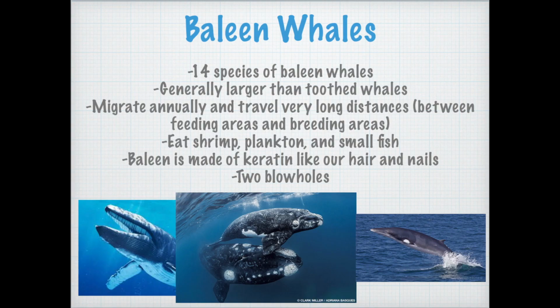All right, so now we're going to talk a little bit more about these different categories of whale. And so we're going to start with baleen whales. Now, these baleen whales, there's 14 different species of them, and they're generally larger than toothed whales. So, for example, the blue whale, which is the one that was on that sheet, is actually the largest animal on Earth. They're extremely, extremely big.